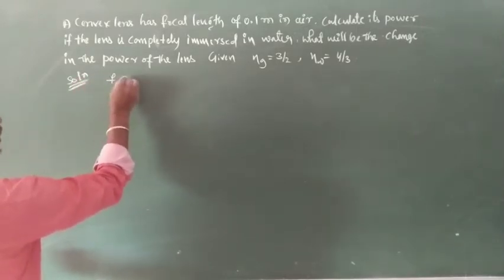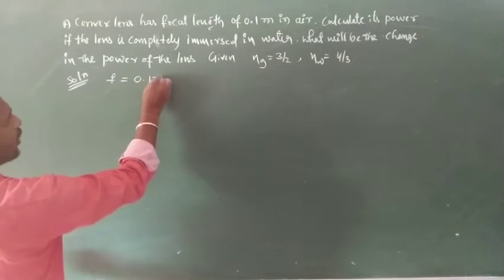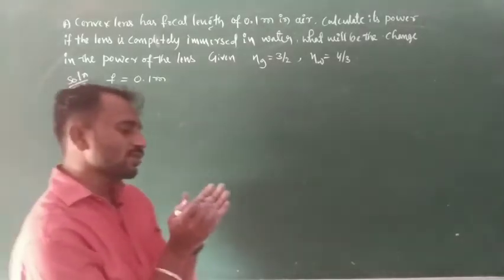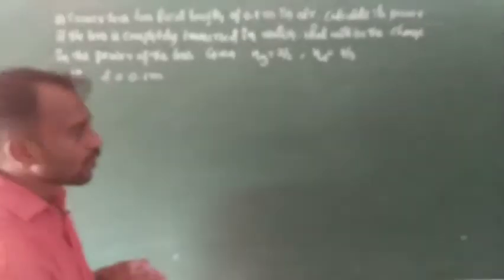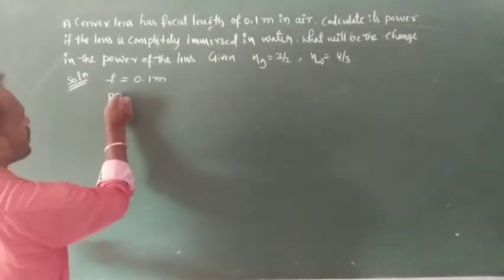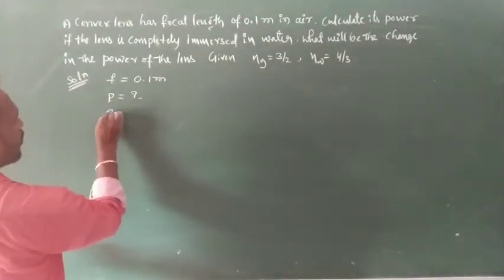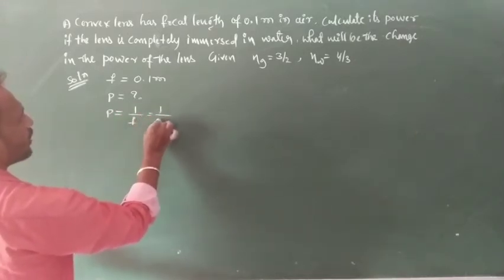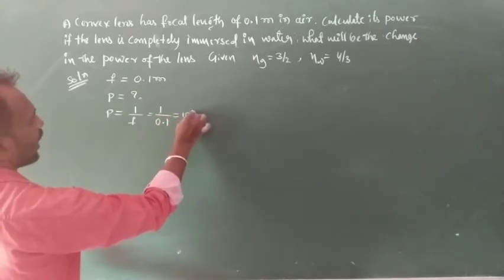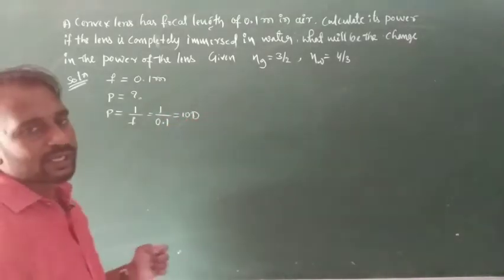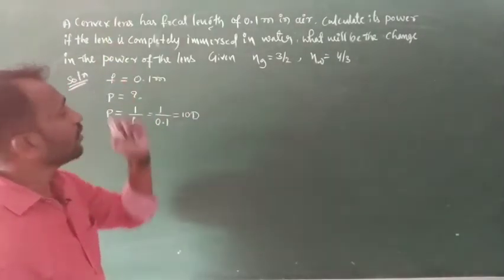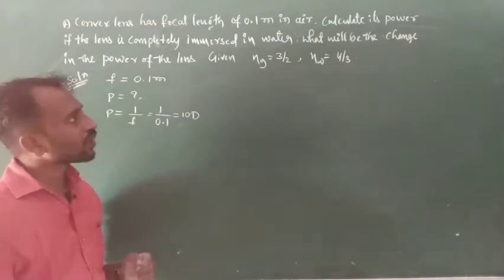So the focal length of the lens is 0.1 meter, and we want to find the power of the lens. This lens is present in air. The power of the lens is equal to 1 divided by the focal length, 1 divided by 0.1, which is 10 diopter. So 10 diopter is the power of the convex lens. Okay, next one.